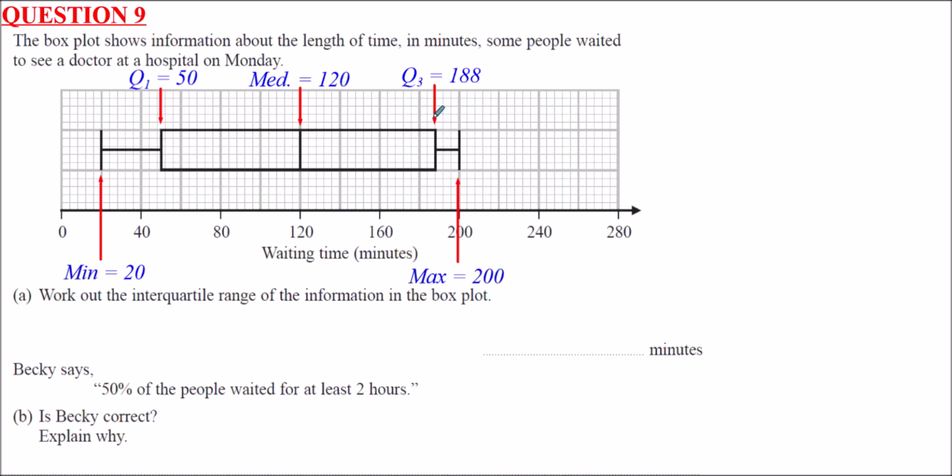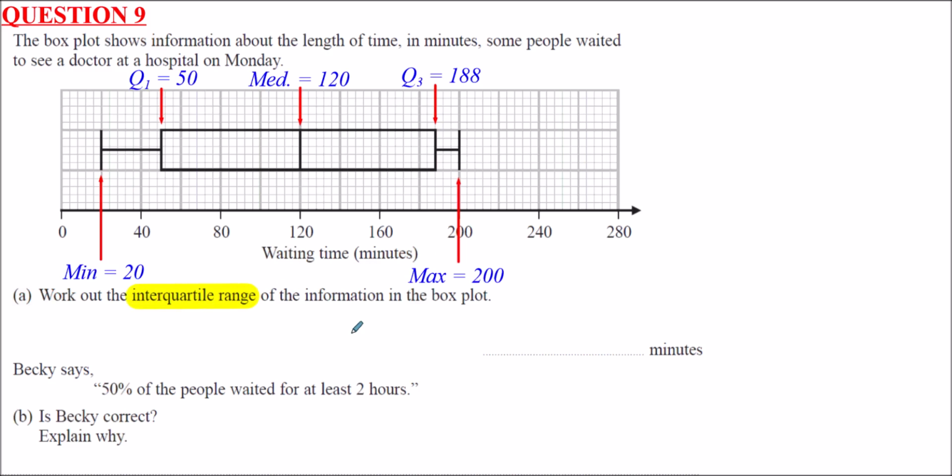The fourth vertical line is the upper quartile, which we can see here is 188. And the final vertical line is the absolute maximum value, which is at 200. Now we can think about what the interquartile range means.